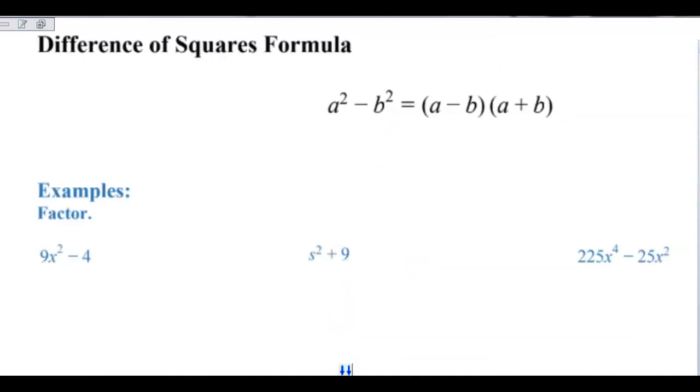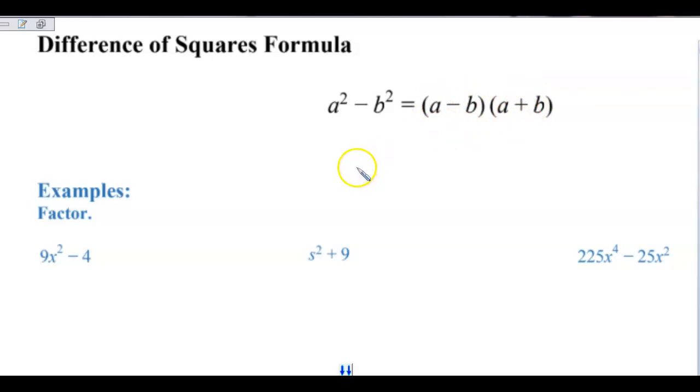We can take that information and we can now factor out these perfect squares. So I have my example, a squared minus b squared is equal to a minus b times a plus b. It's important to notice that the operation in both of the binomials is the opposite of each other.